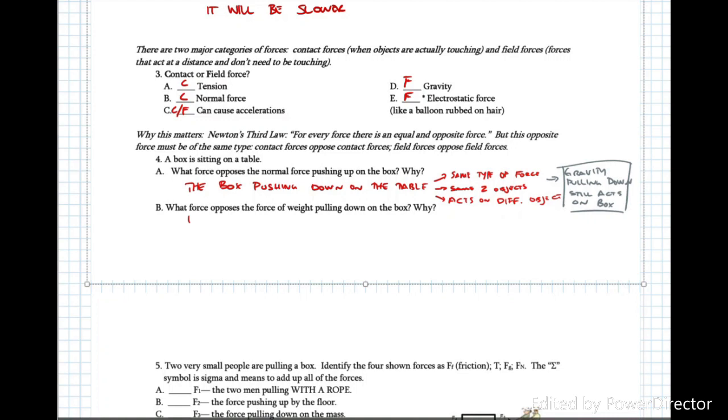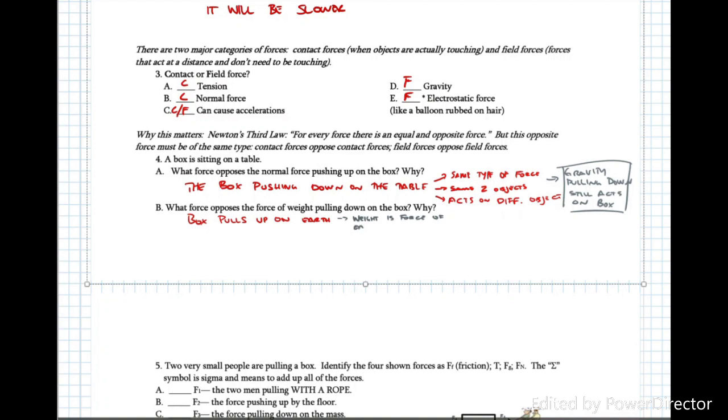Part B, what force opposes the force of weight pulling on the box? So the force of weight, the force of gravity, is the force of the earth pulling down on the box. So the reaction to that is going to be the force of the box pulling up on the earth. Works the same way, right? That's a gravitational force pulling back up on the earth, the same kind of force.